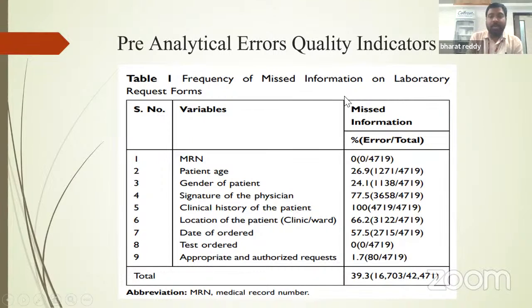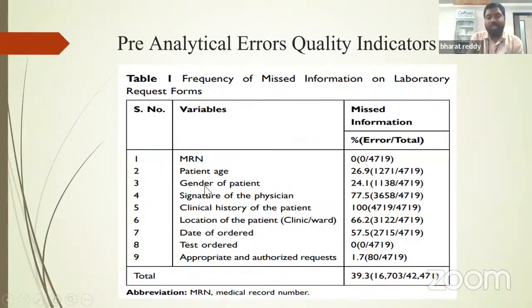So this is one study conducted in which they have given the percentage of requisition forms having these errors. For example, the total number of errors is 4,719. In that, what percentage are requisition errors? Here, for medical record number, it is 0, which shows that all requests come with a proper medical record number. And then patient age is 26.9, that is, 26.9% do not contain patient age.